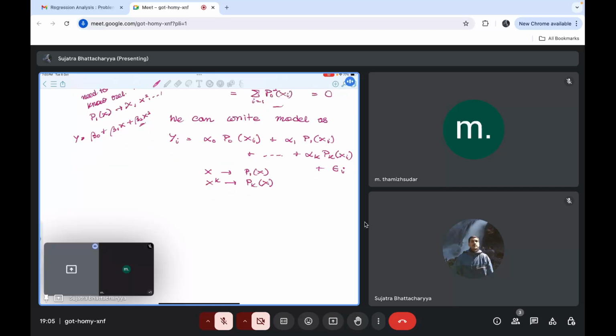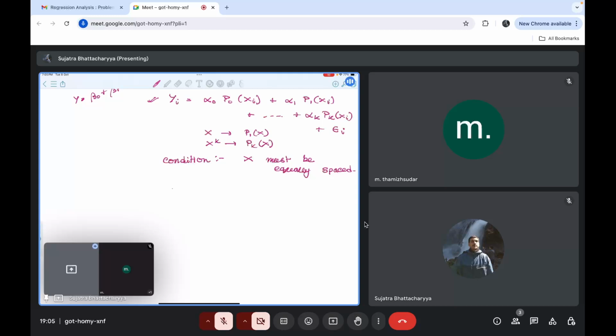One of the conditions of using this kind of a model is that the x data must be equally spaced. Only then can you use it. It has to be equally spaced. Now let me give you the values.